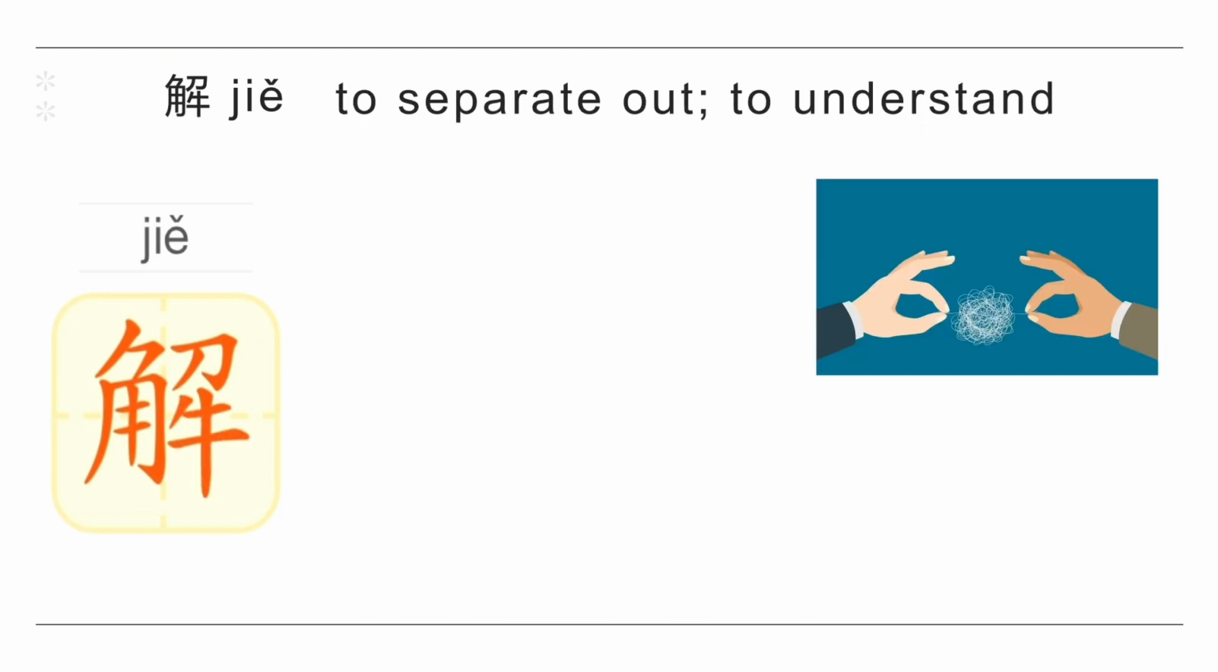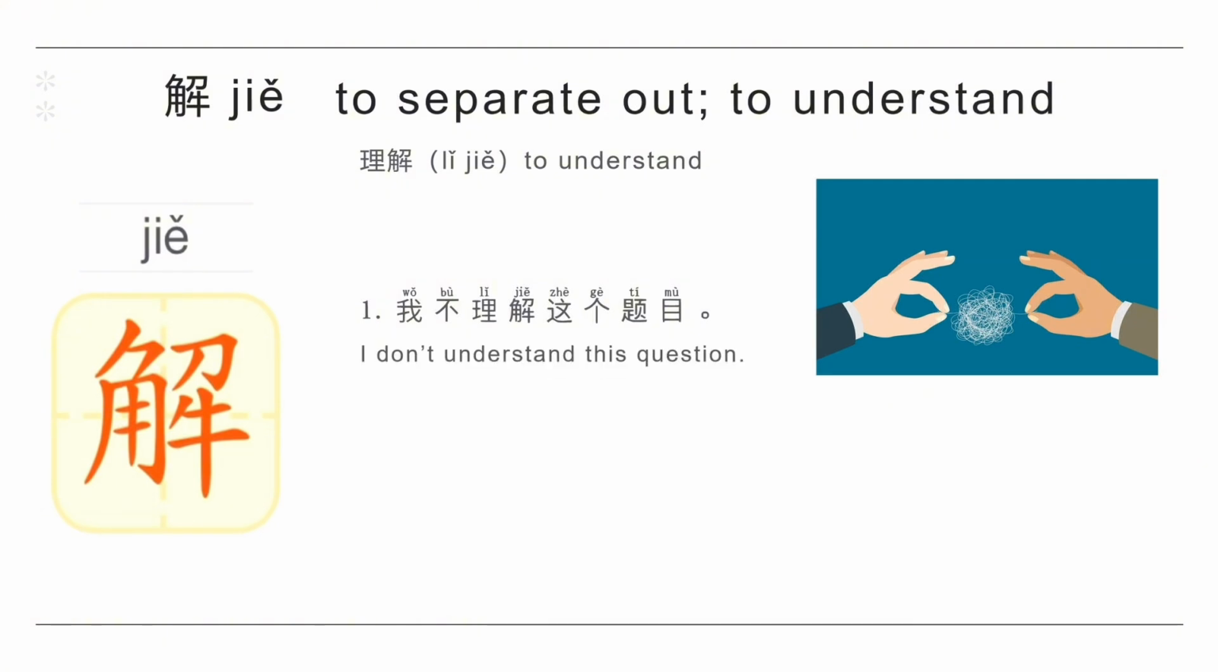This character is 解, third tone, 解. It literally means to divide, to separate apart. Figuratively, it can mean to make something difficult become less difficult. For example, 理解 to understand, 理 in theory, 解 to separate. 我不理解这个题目。I don't understand this question.